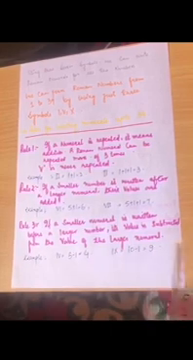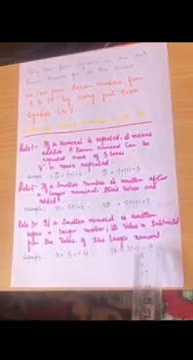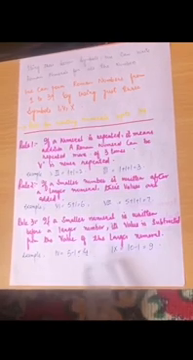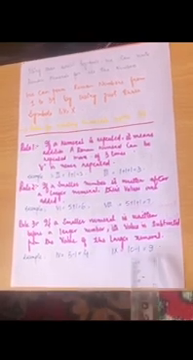Rule number 3, if a smaller numeral is written before a larger numeral, its value is subtracted from the value of the larger numeral. Example, IV is equal to 5 minus 1, that's 4. IX is equal to 10 minus 1, that's equal to 9.